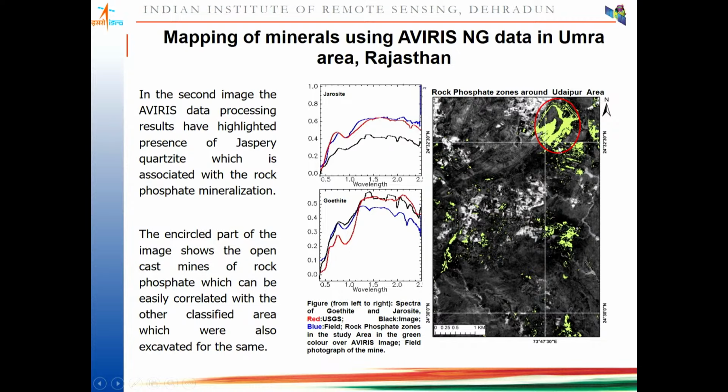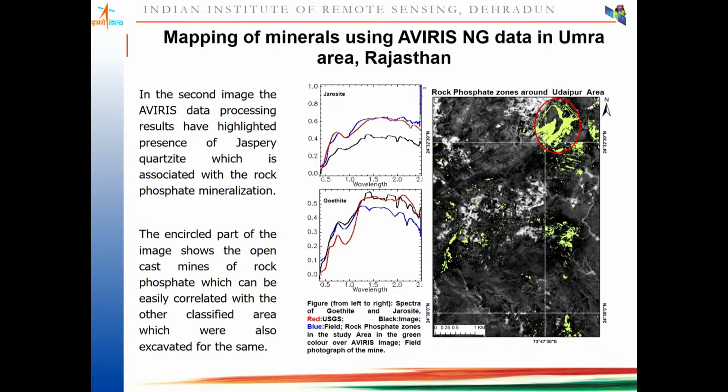What we found is that the spectra we collected matched very well with the open cast mine. Then when we tried to classify the whole scene, we found that there are some other places where a similar class is occurring. Then we wanted to check what exactly these classes are.